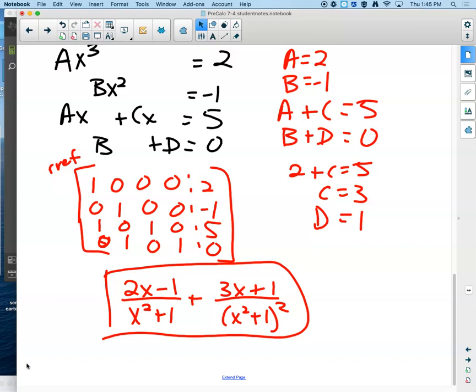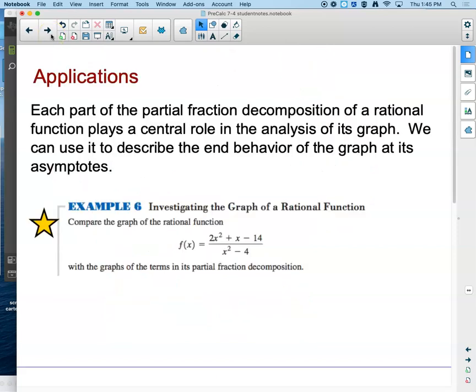So this one wasn't too bad. It didn't have a ton of terms that we had to work our way through, and that's always helpful. So now the other part of our objective was applications here. Each part of the partial fraction decomposition of a rational function plays a central role in the analysis of its graph. We can use it to describe the end behavior of the graph at its asymptotes.